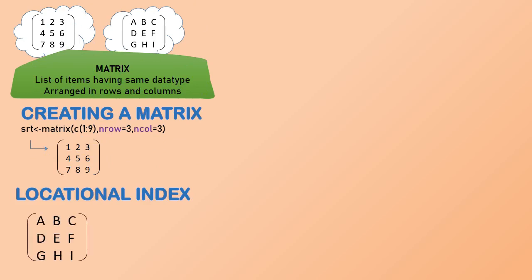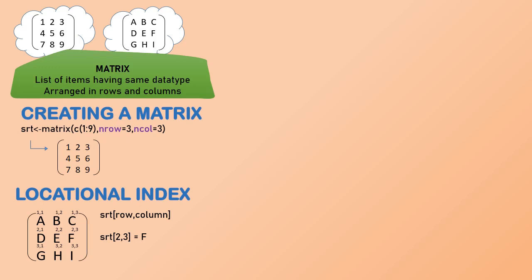Another data structure is matrix. Matrix is a list of items where every item belongs to the same data type and the items are distributed into rows and columns. To create a matrix, write matrix and within parentheses, mention the items, number of rows and columns. In matrix, the locational index of items is defined by both rows and columns. So to find an item, mention the variable and type row first followed by column number in square brackets. For example, SRT and within brackets 2 and 3 will give the item at row 2 and column 3, that is F.